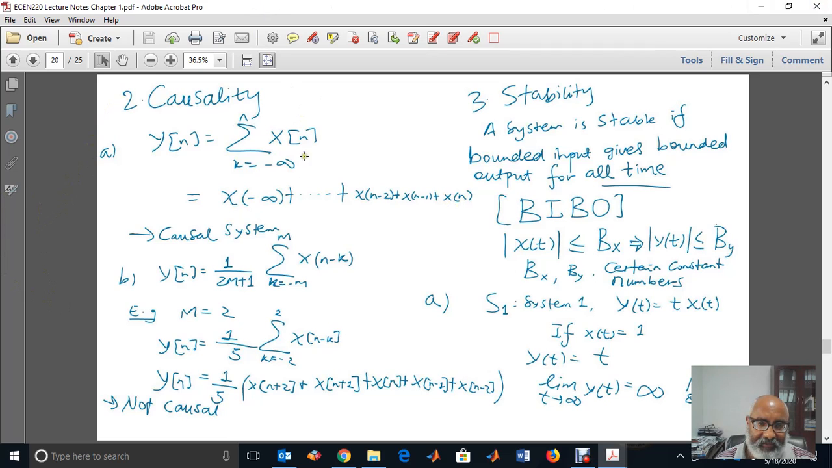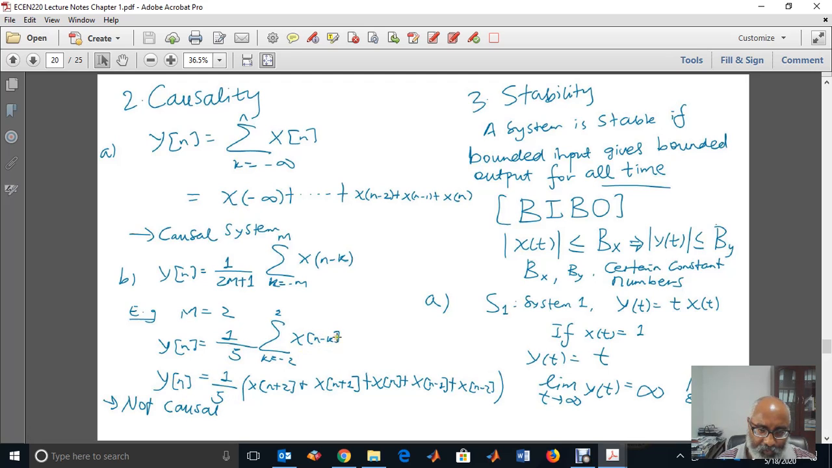What about if I have y at n equals 1 over 2M plus 1, summation from k equals minus capital M to M of x at n minus k. For example, let capital M be equal to 2. So y at n is equal to how many samples from minus 2 to 2? 5 samples. So 2 times 2, 4, plus 1. This system is called an averaging system. So we are averaging the samples from k equals minus 2 until 2. So that means y at n is 1 over 5.